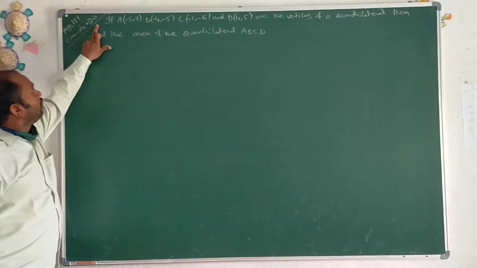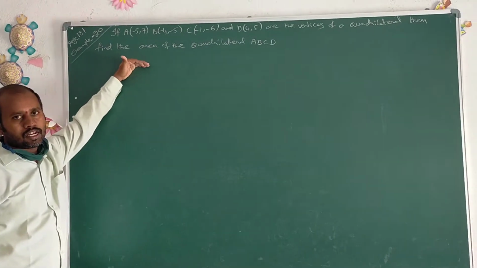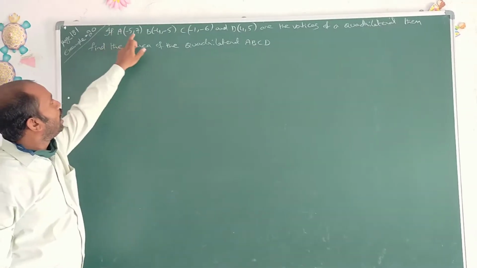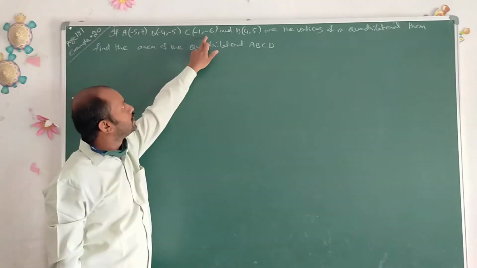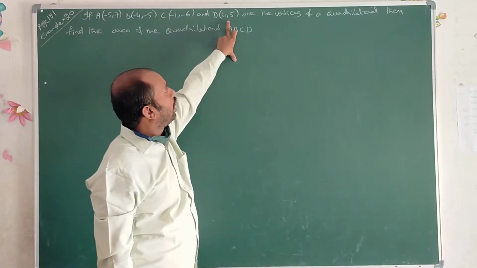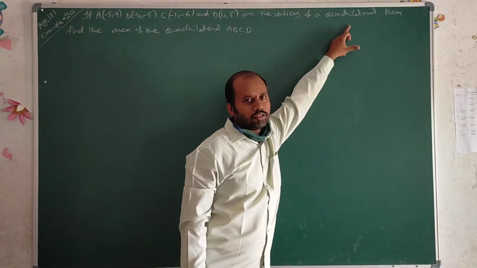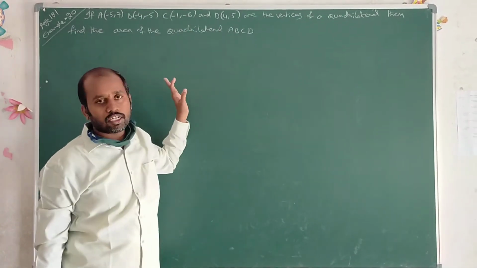Now example 20, page number 181. Already this model problem in exercise is there, already do it. Now if A(-5, 7), B(-4, -5), C(-1, -6) and D(4, 5) are the vertices of a quadrilateral. Here quadrilateral means 4 vertices is there. So here 4 vertices are given.